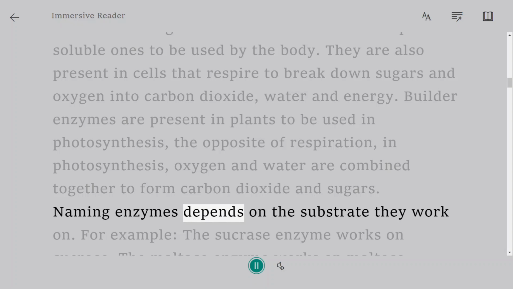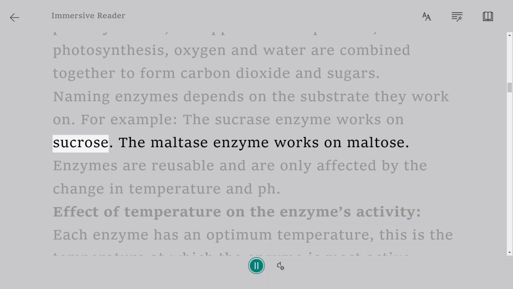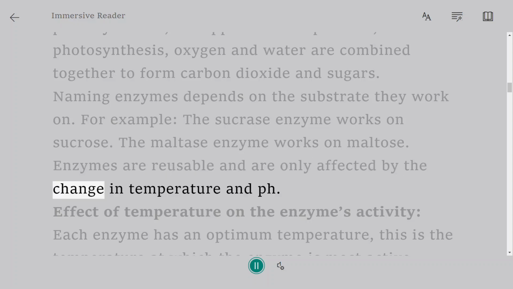Naming enzymes depends on the substrate they work on. For example, the sucrase enzyme works on sucrose. The maltase enzyme works on maltose. Enzymes are reusable and are only affected by the change in temperature and pH.